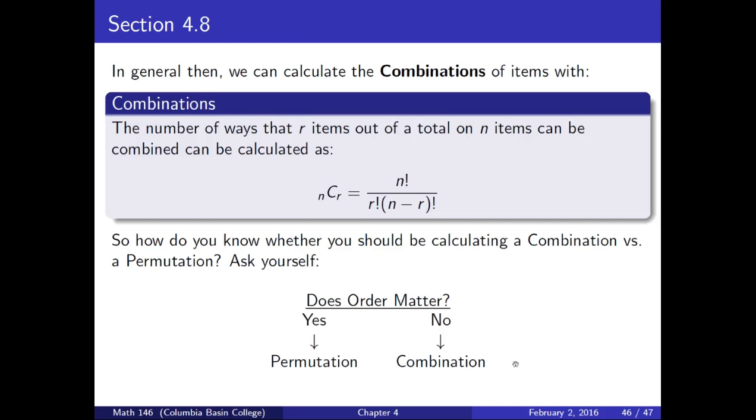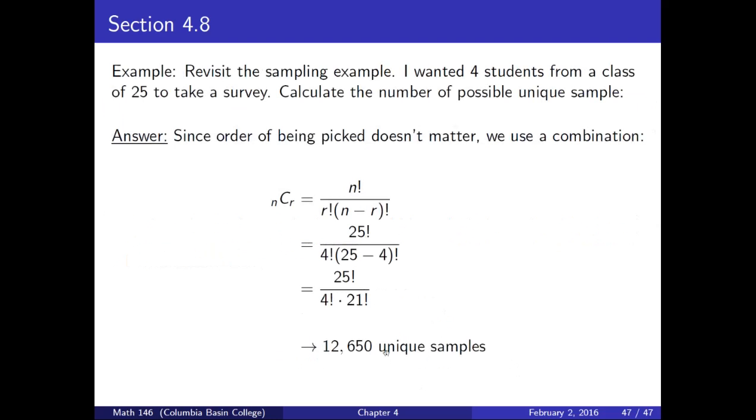So if we revisit the sampling example, I want 4 students from a class of 25. Since the order you're picked in doesn't matter, I'm going to use a combination, so that's going to be nCr, which is n factorial over r factorial times n minus r factorial. n is 25, r is 4, so that reduces to 25 factorial over 4 factorial times 21 factorial. You should be able to simplify that to 12,650.